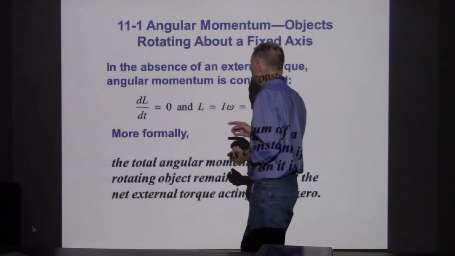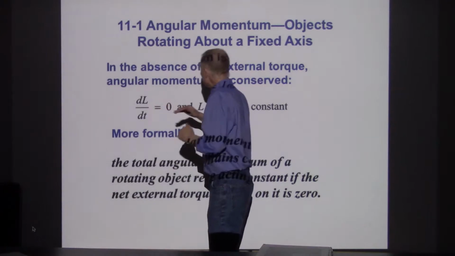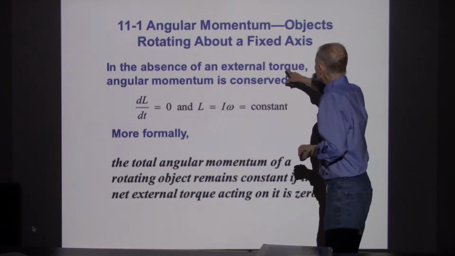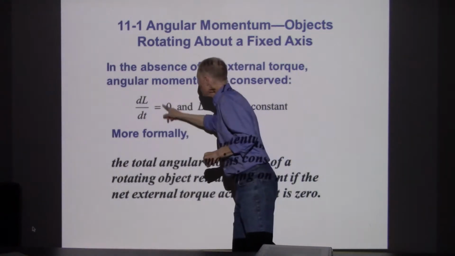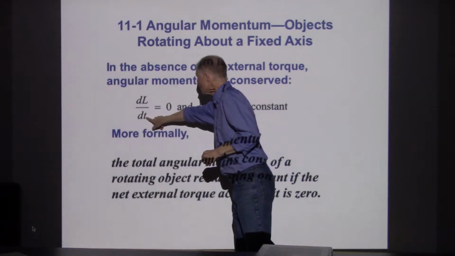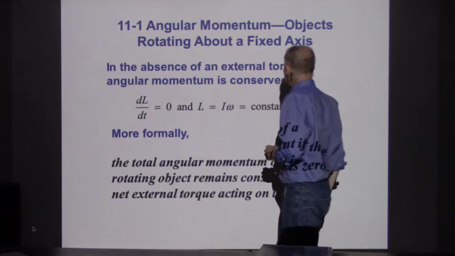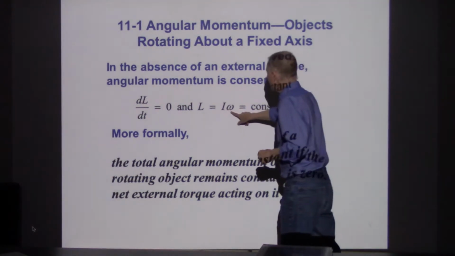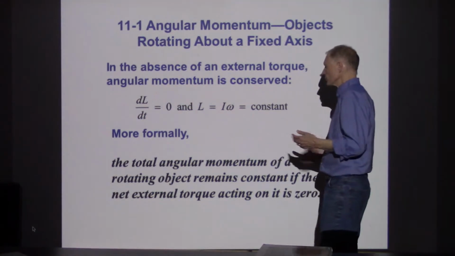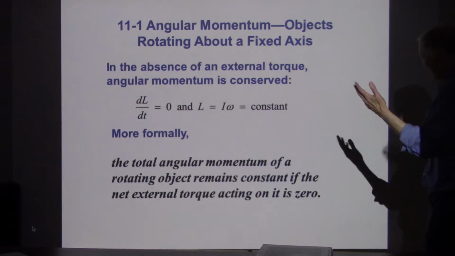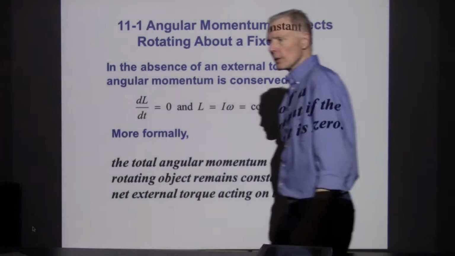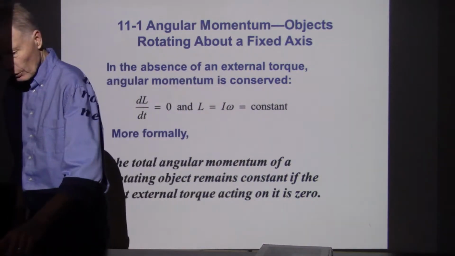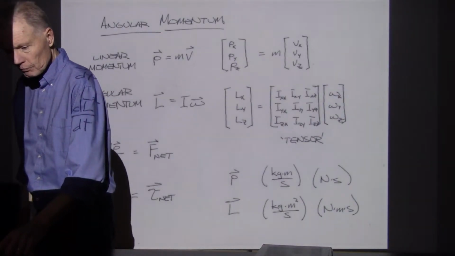And so what it says is that if there are no external torques, if we don't have any torques going on, then the angular momentum variations with respect to time are equal to 0. So that means that I times omega would be a constant. So more formally, the total angular momentum of a rotating object remains constant if there are no torques acting on it, or if the net torque is equal to 0.